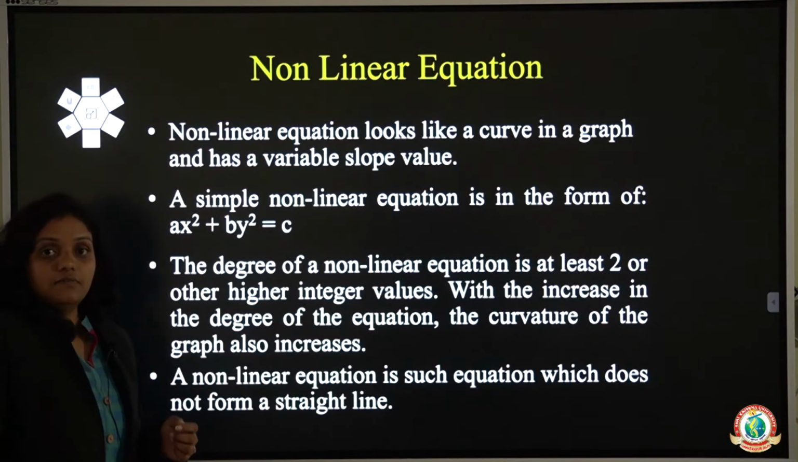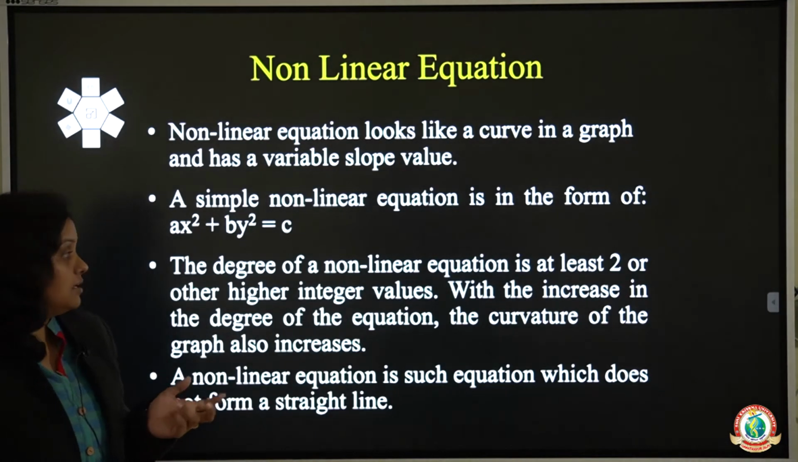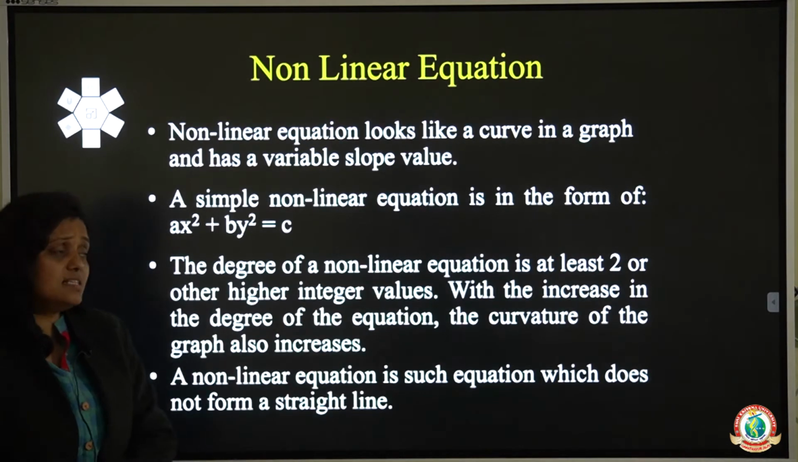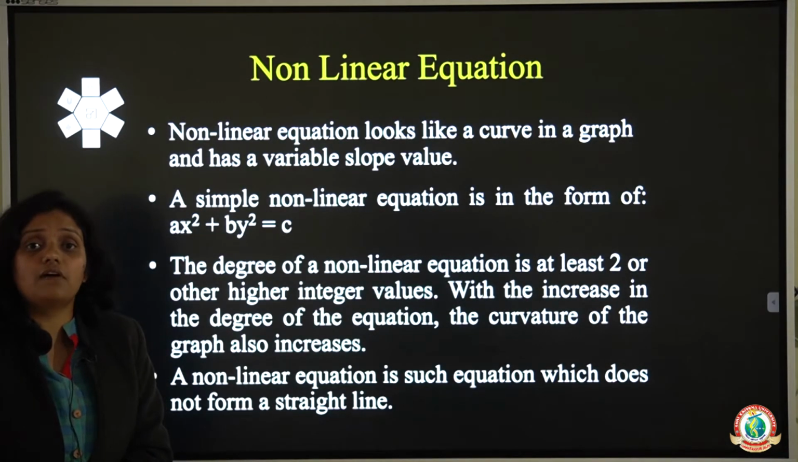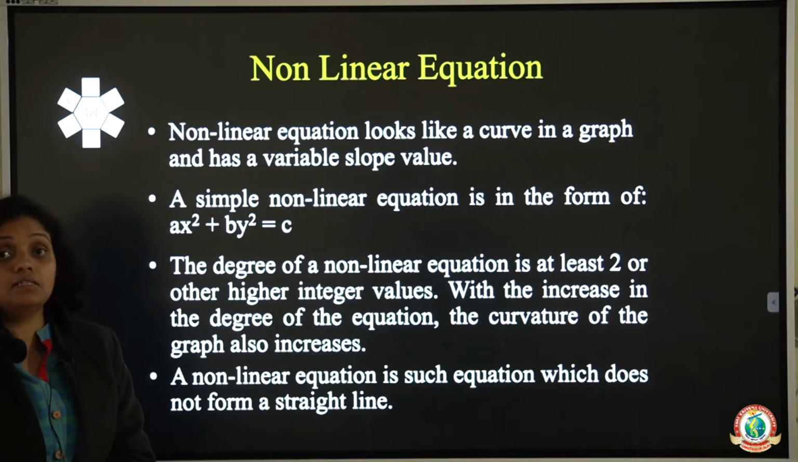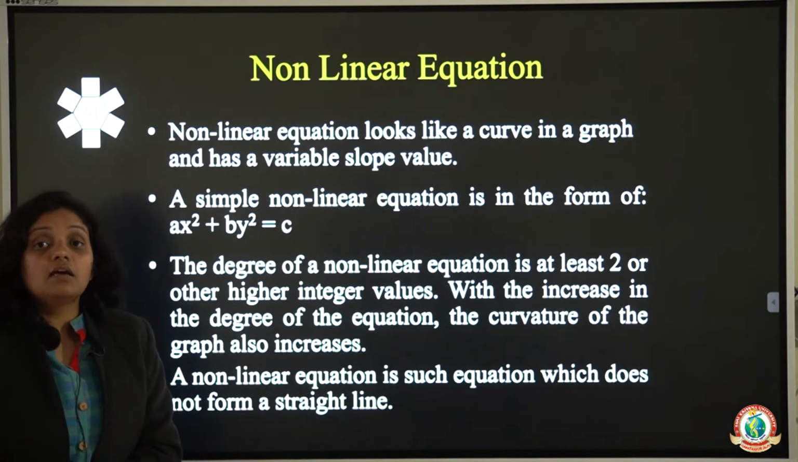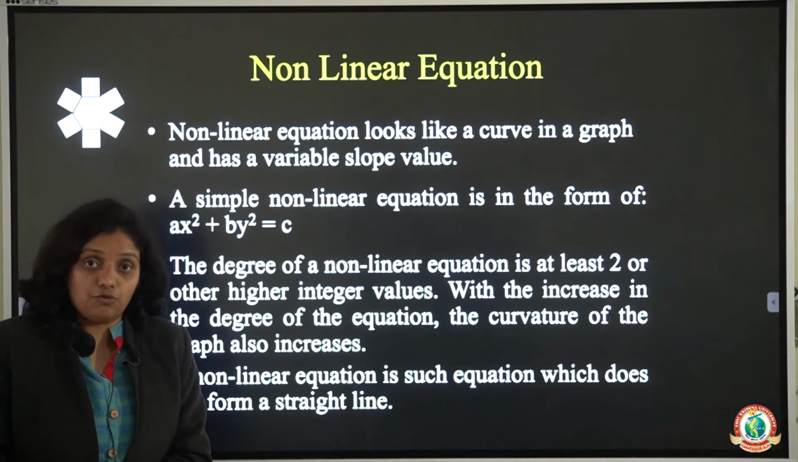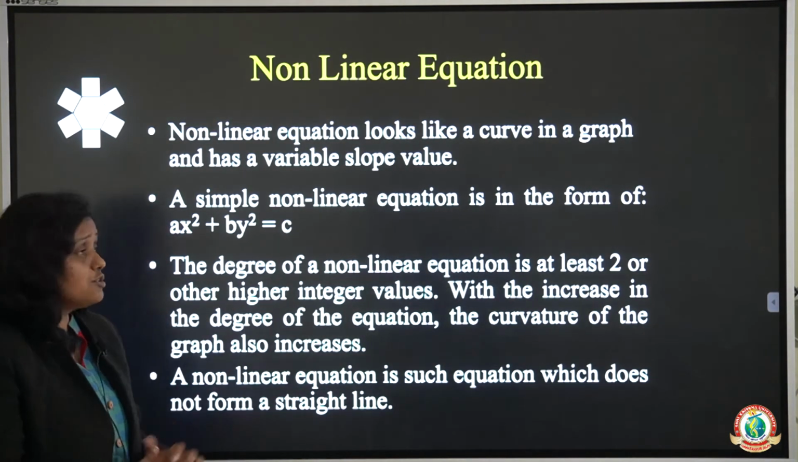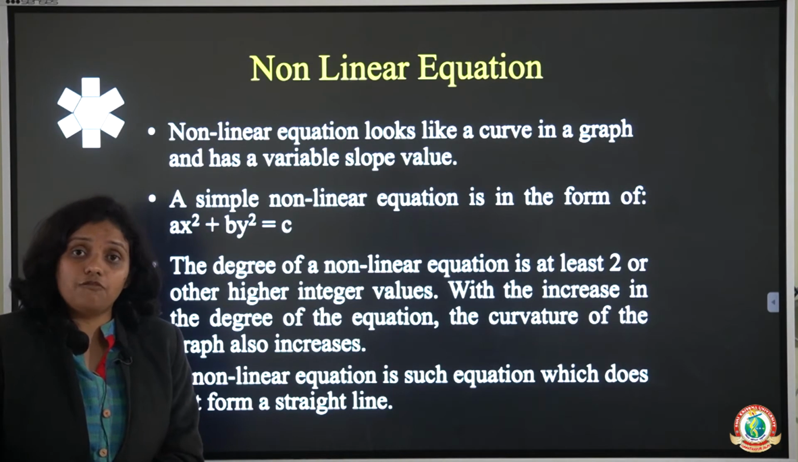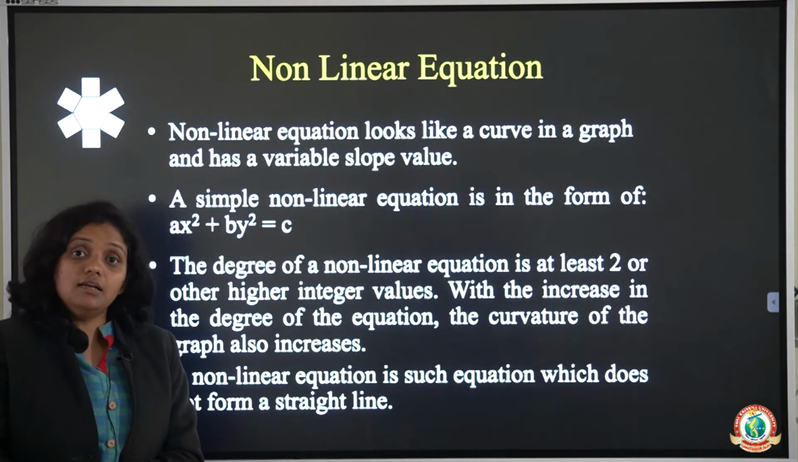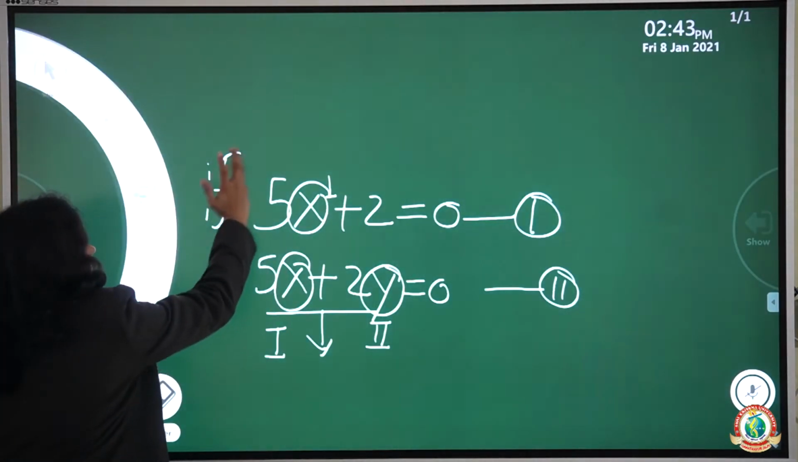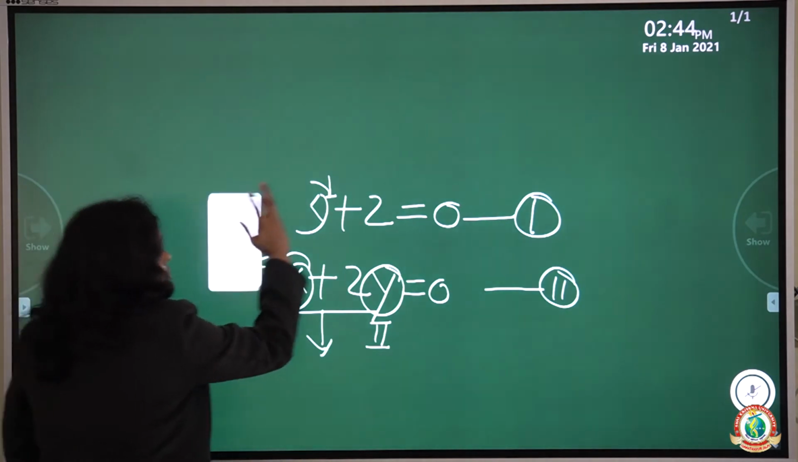Now we define the non-linear equation. A non-linear equation is such an equation which does not define a straight line. It means it always has two or more higher degrees, and it is also defined in a curve form. So we discuss the non-linear differential equation through the graph.